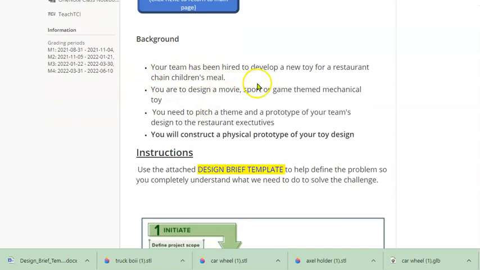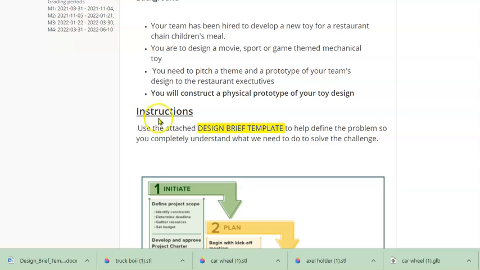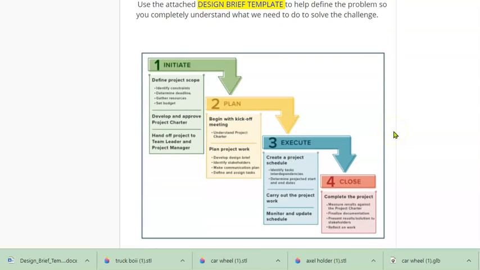your team has been hired to develop a new toy for a restaurant chain children's meal. You design a movie, sport, or game theme mechanical toy. You need to pitch a theme and a prototype of your team's design to the restaurant executives. You will construct a physical prototype of your toy design. Instructions here read that we're going to use the attached design brief template to help define the problem so you can completely understand what we need to do to resolve the challenge.